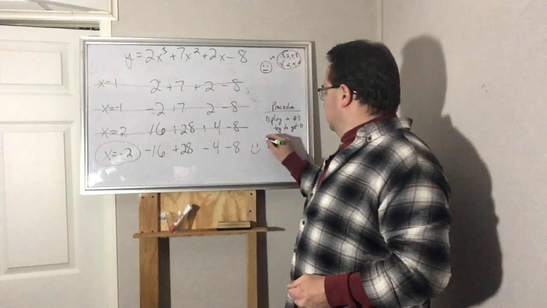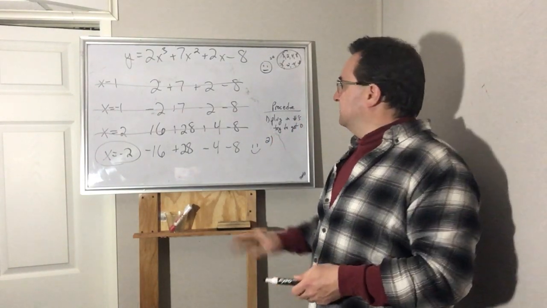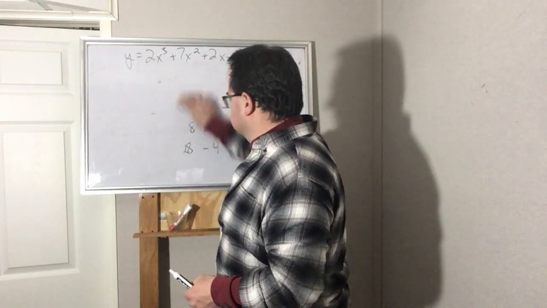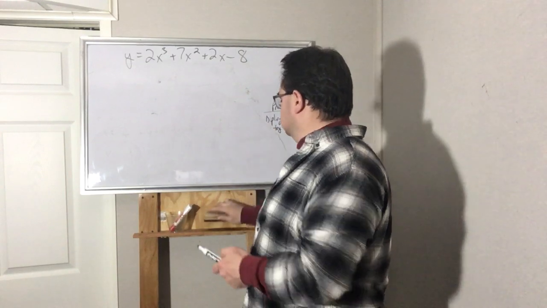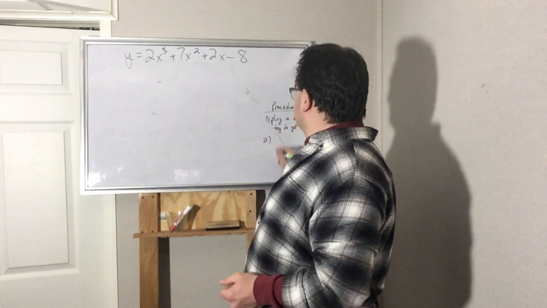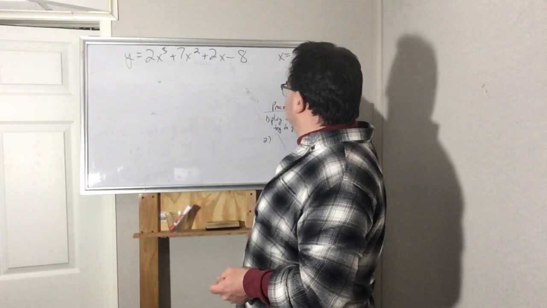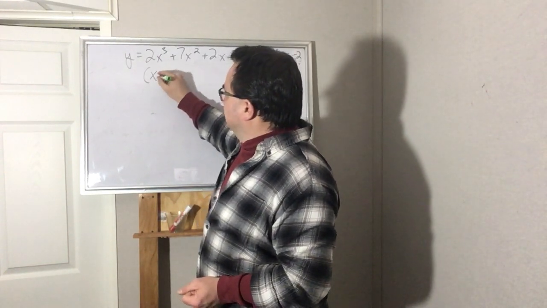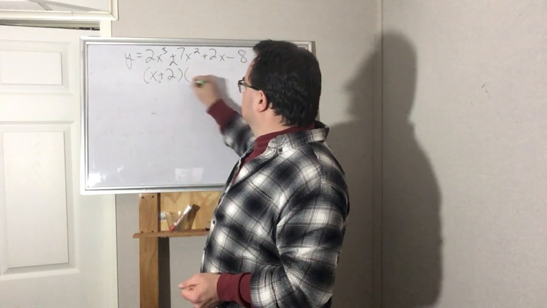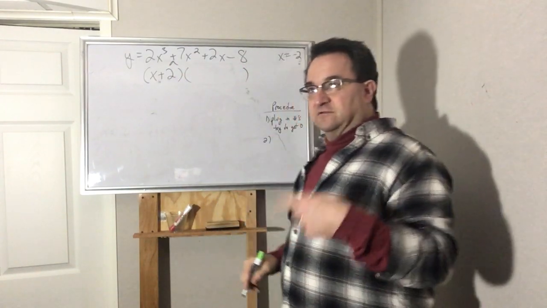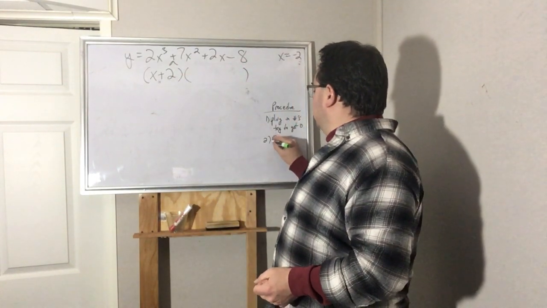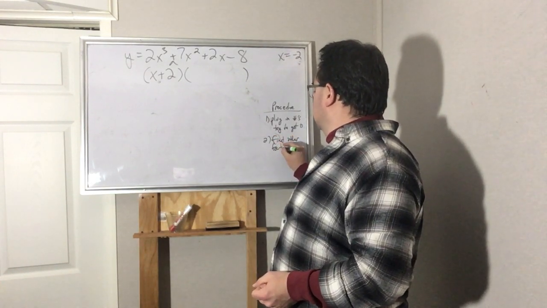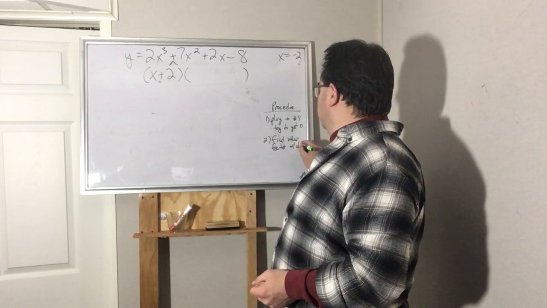Then what? What's our second step? Well, so x equaled minus 2 worked. So what I'm going to do is I'm going to write x plus 2. See, that's a factor. And now I need to find the other factor. That is my next thing to do. Find other factor with division.